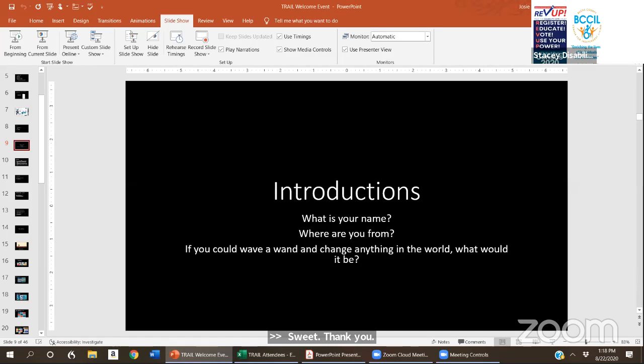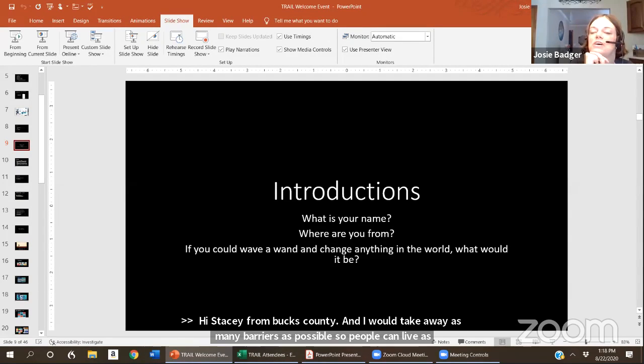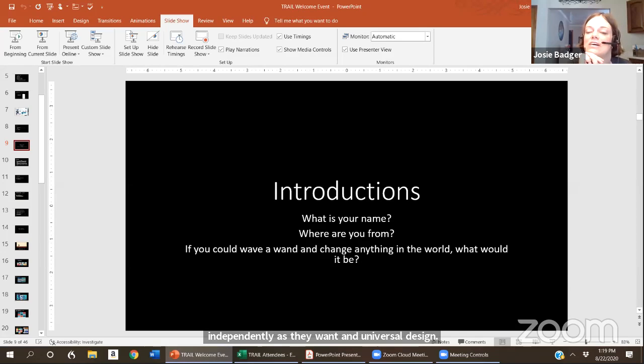Hi, Stacy McBride from Bucks County. I would take away as many barriers as possible so people can live as independently as they want. And universal design. Oh, nice one. Good keyword there. Love it. Thank you.